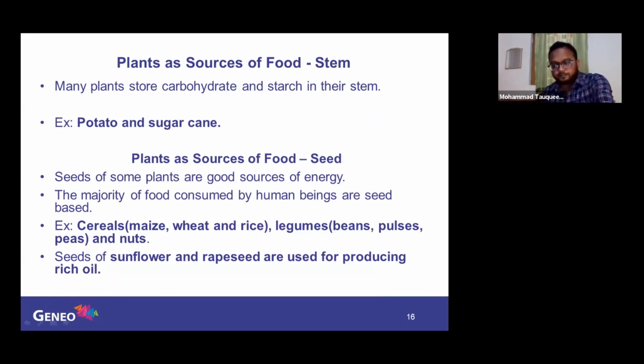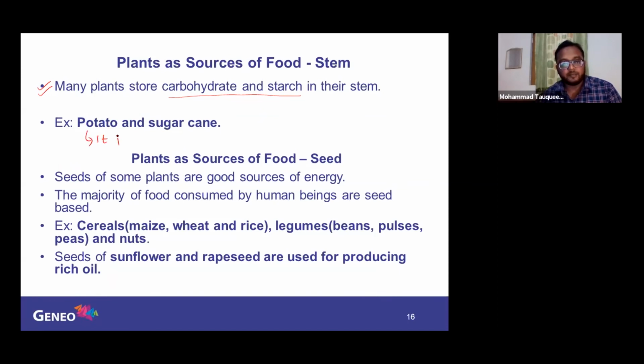Sugarcane is a very important example. They store carbohydrate and starch in their stem. An example is even potato, the aloo. The potato that we eat is a stem. Don't get confused. It doesn't look like a stem, but potato is a stem.